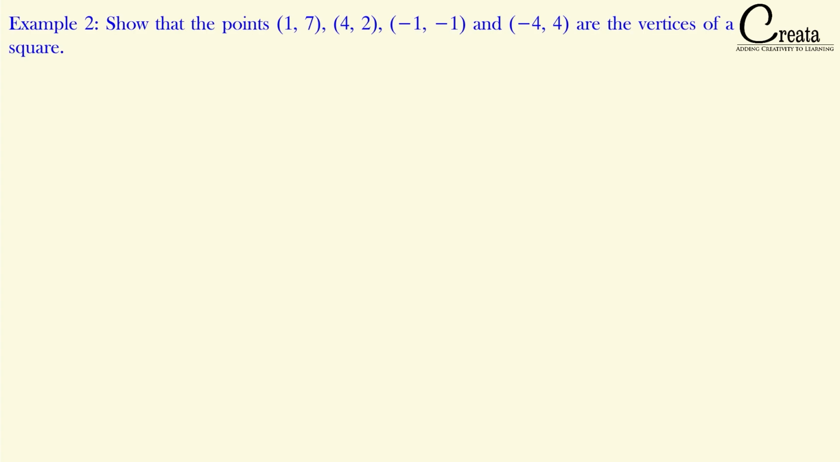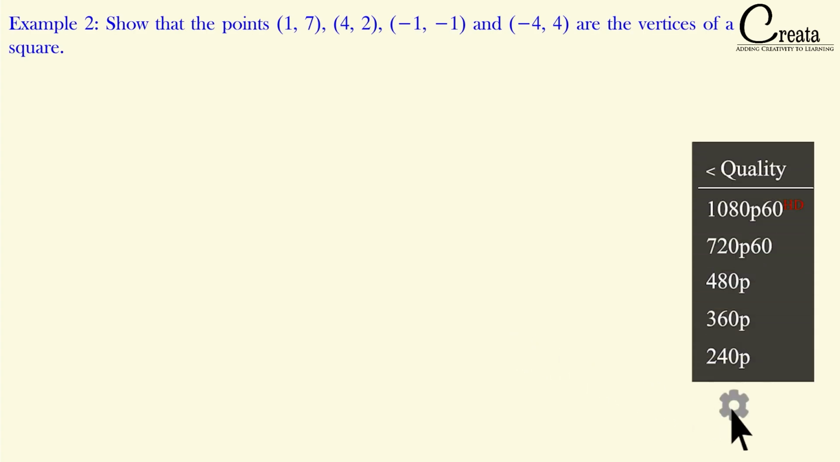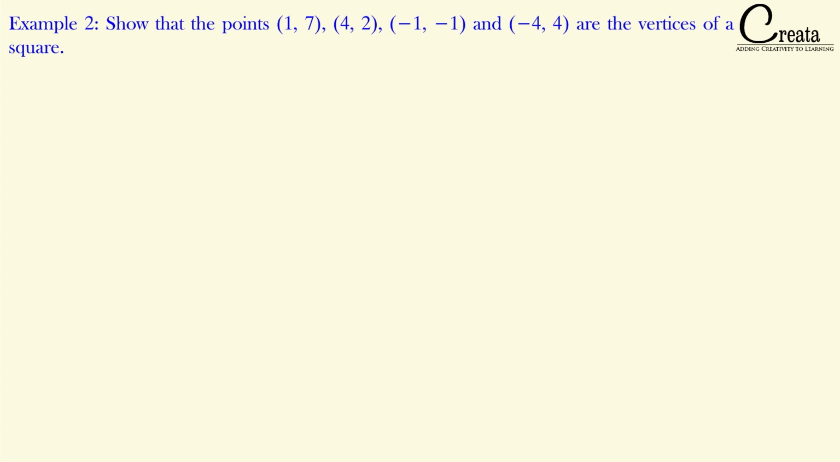Let's move to the next question. The question is, show that the points (1, 7), (4, 2), (-1, -1) and (-4, 4) are the vertices of a square. Firstly, let's observe and visualize the question.